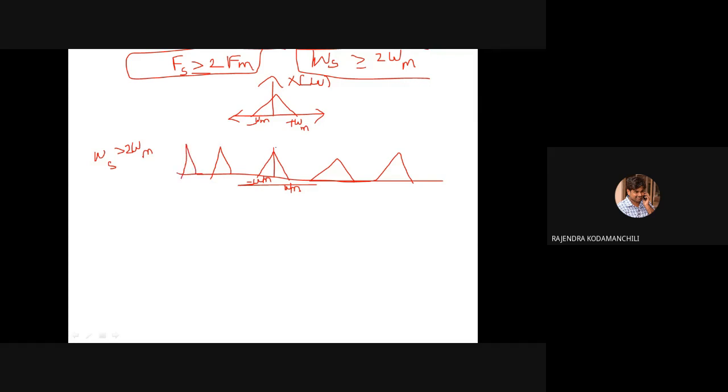Listen carefully. Here it is omega m. From here it is increasing, decreasing. Minus omega m to plus omega m is one complete cycle. Now from zero onwards it is decreasing, and now it is increasing. Decrease and increase become one complete cycle. That is called the sampling frequency.